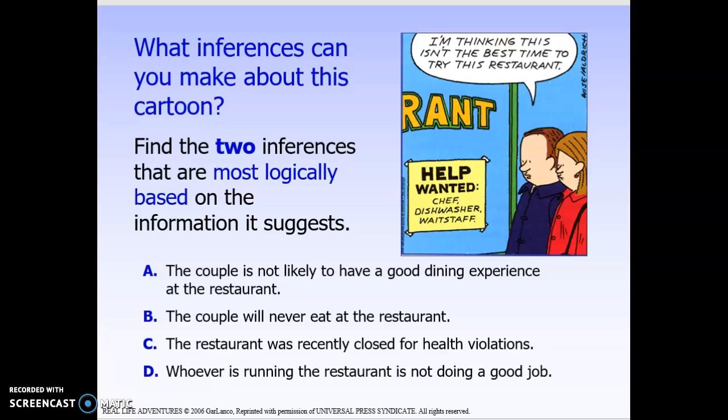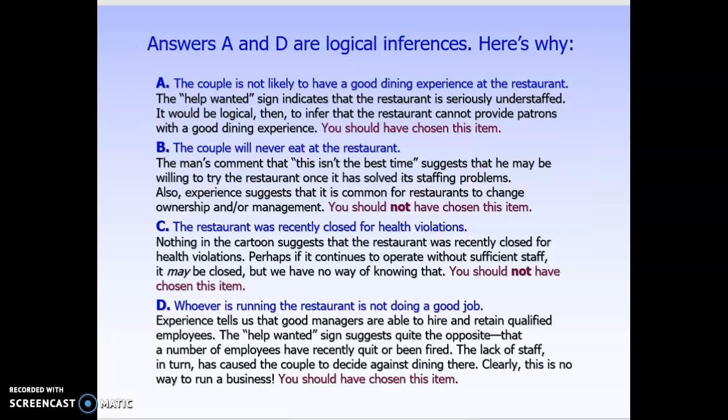text. Okay, so I want you to pause the screen, look at the picture, and then figure out what two inferences are most logically based on that information. Go ahead and pause. Okay, so let's check and see if you were correct.